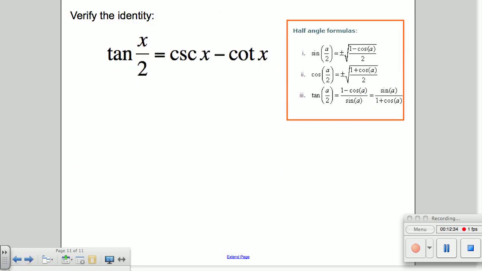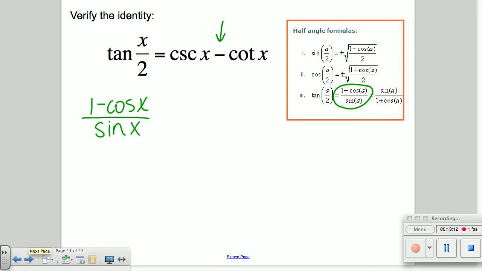The last thing I want to do is verify one identity using these formulas. So let's go ahead and look. On the left side, I have tan of x over 2, and on the right side, I have cosecant minus cotangent. So I'm going to go ahead and start with the left side with my tan of x over 2. And I think I'm going to use the first formula for tan. The reason is because the first formula has a minus, and if you look, my goal has a minus in it. So let's go ahead and put that in there. I'm going to get 1 minus the cosine of x all over the sine of x.